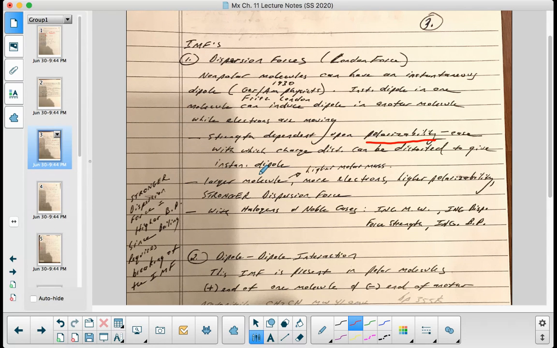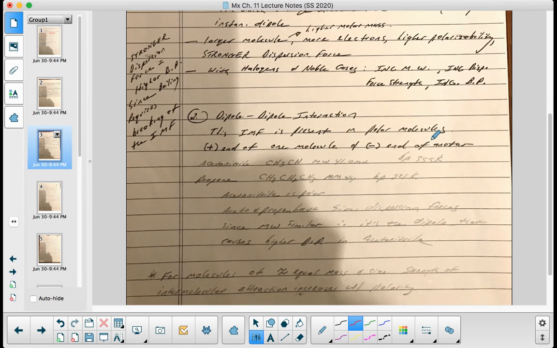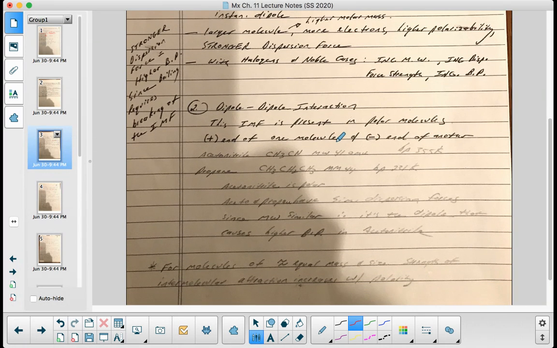So one of the things we talk about when we talk about a dispersion force is how polarizable is the molecule. Even though it could be a very symmetrical, non-polar molecule, how big is it? That's important to note, because the larger the molecule, the stronger the intermolecular forces are. And if it has a lot of electrons, we say that it's polarizable.